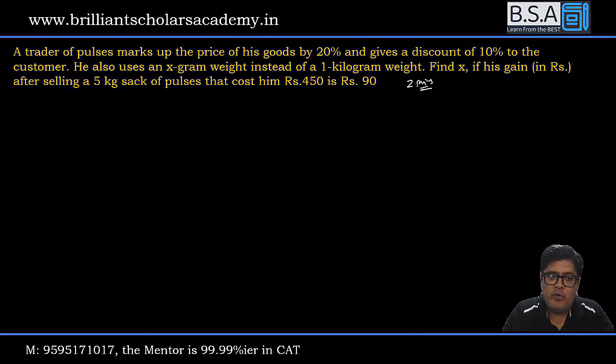Now, how do you know that X gram is more than a kilo or less than a kilo? Because if it is more than a kilo, it's a situation of causing loss. If X gram is less than a kilo, that means he is giving away less. That is a situation of profit. You have guessed it perfectly. It is a question based upon chain rule.